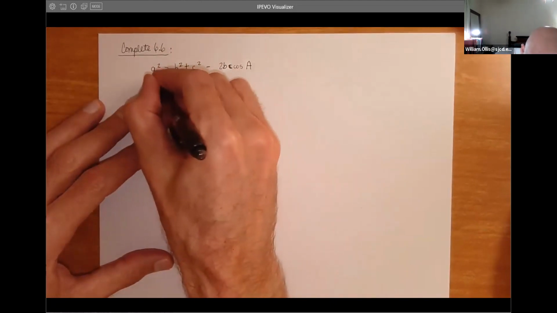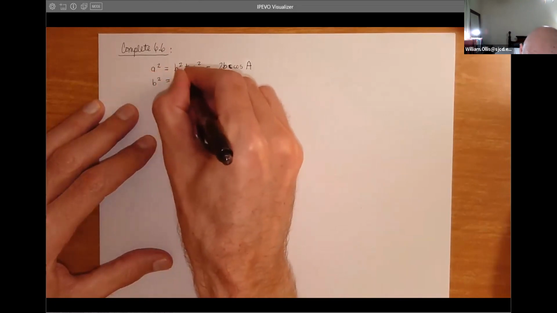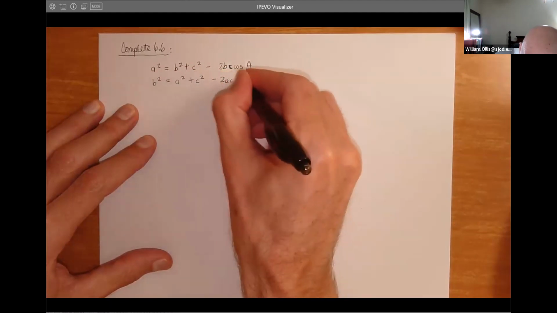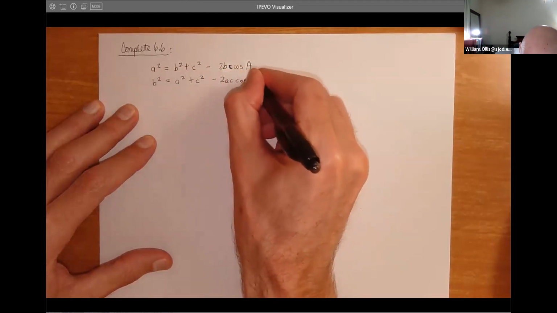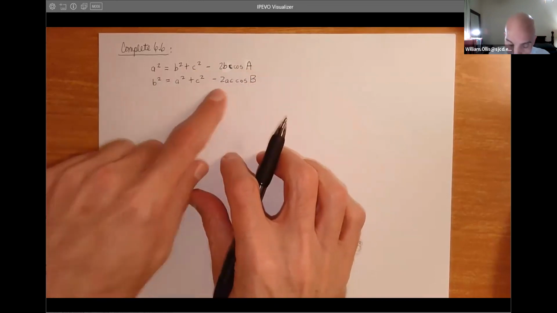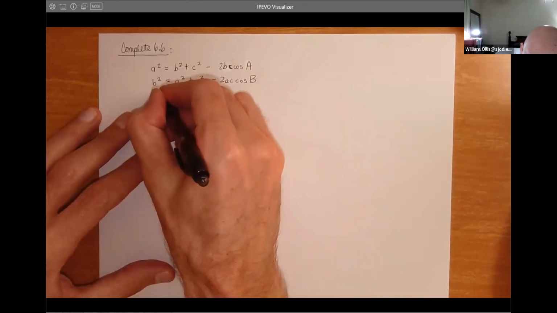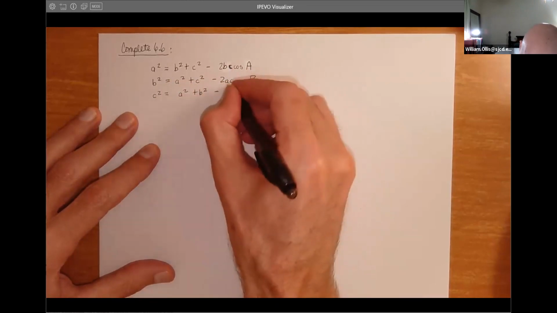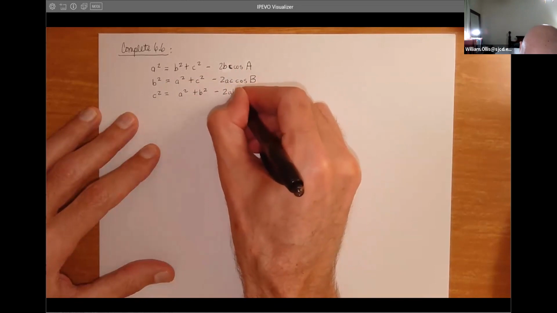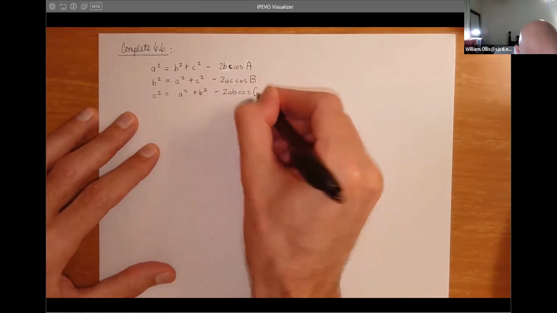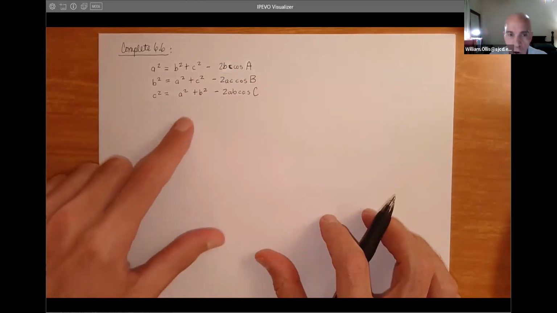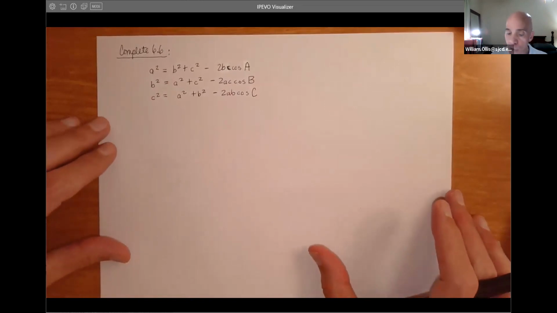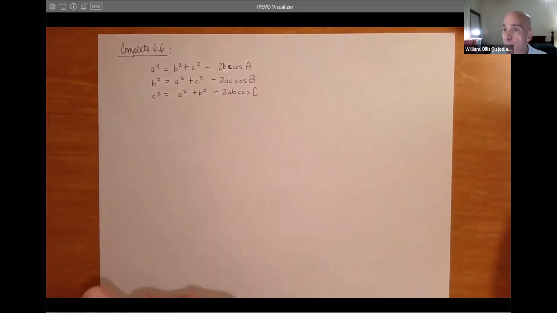Then we can do b squared equals a squared plus c squared minus 2ac cosine B to mimic this. And then we can do c squared equals a squared plus b squared minus 2ab cosine C. That's what I was trying to write. So when we think about the law of cosines, just like the law of sines, we can mix and match the letters depending on what we're given in the problem.